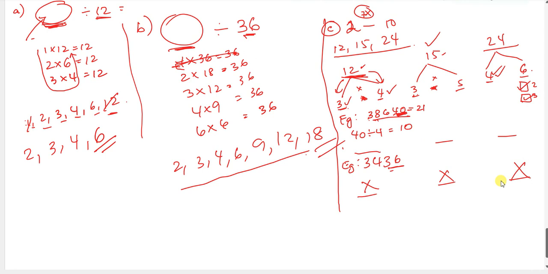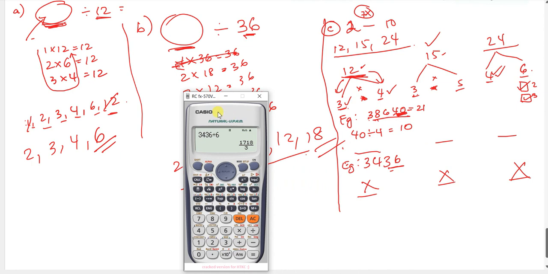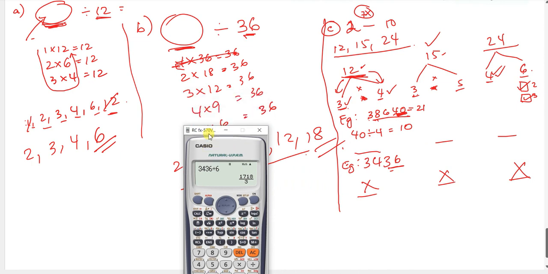As you can check here as well, 3436 we cannot divide it with 24. So I hope this question is clear. Let's move to question 6.